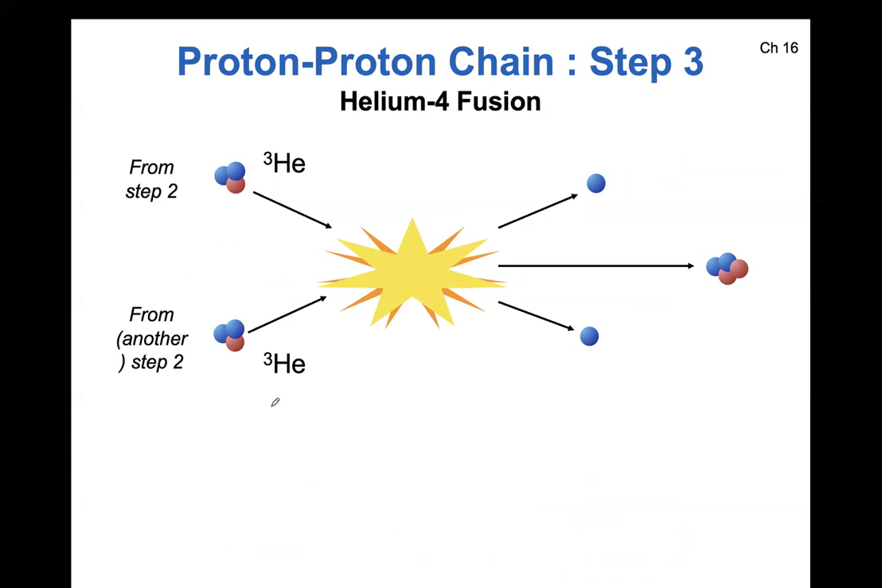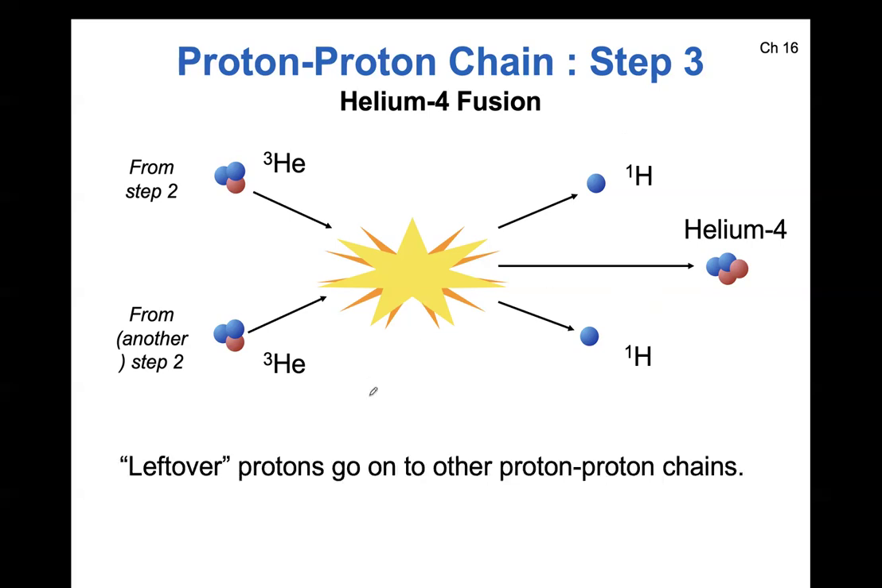So we're going to take this helium-3, an unstable isotope of helium, and from another set of steps that led to the same point, a second helium-3 will come together so that the two helium-3s fuse together and produce helium-4 and 2 extra hydrogens. What's going to happen to those extra hydrogen-1s, i.e. protons? Well, they're going to go on to restart the chain somewhere else. They're available to continue for as long as there's enough hydrogen for this whole thing to work, which we now know is 5 billion years from now. So the leftover protons go on to other proton-proton chains, so that way it's a sustainable chain reaction.